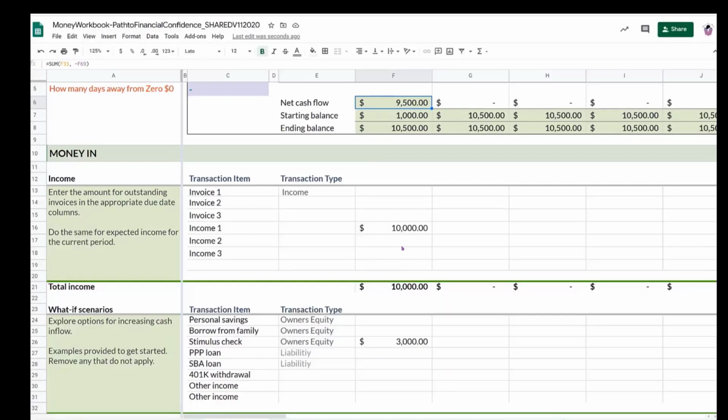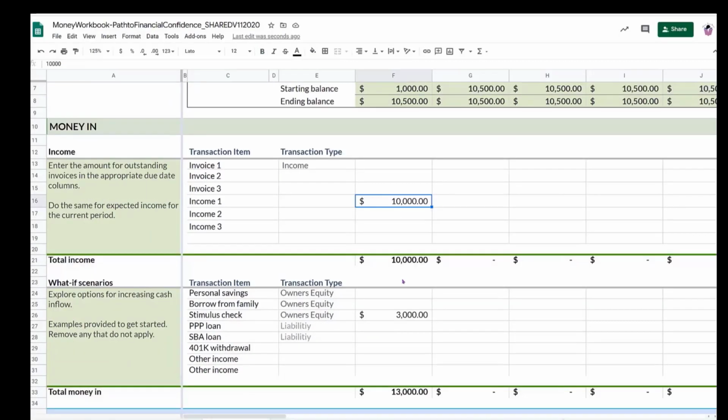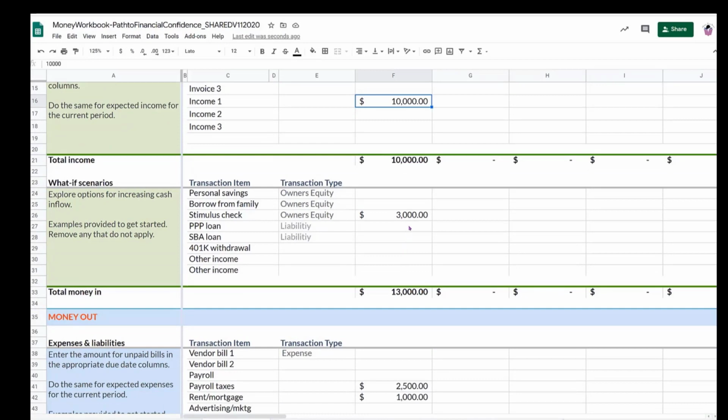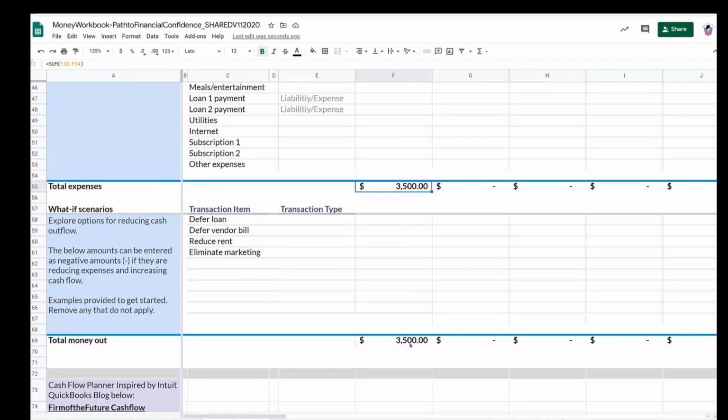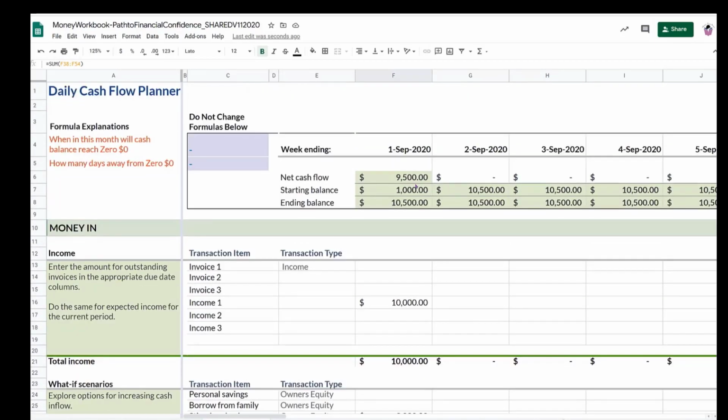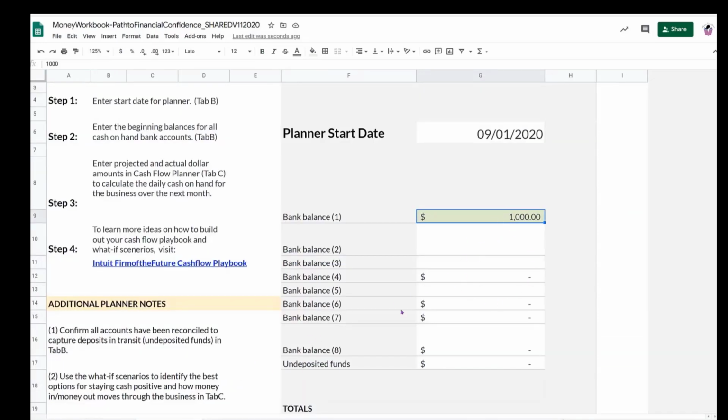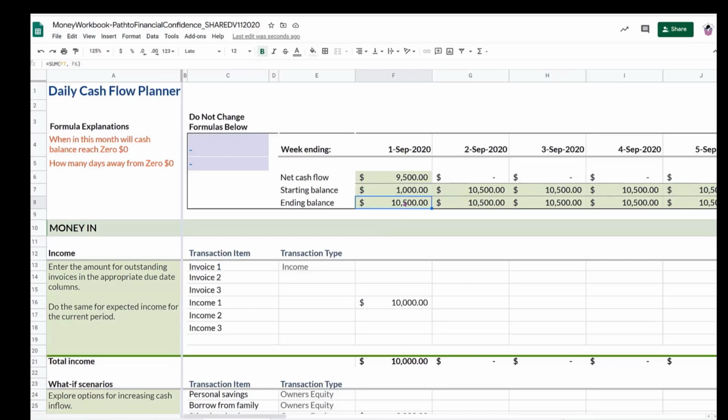The net cash flow is the $10,000 of money that came in plus some $3,000 of owner's equity, meaning an owner's contribution. That's $13,000 put into the business, and then $3,500 is part of the money out, and any other money out. You take the net of those amounts, and that's where you get $9,500. So the $9,500 net cash flow plus the starting balance of $1,000, which we know came from this starting balance amount, gets you to the $10,500.